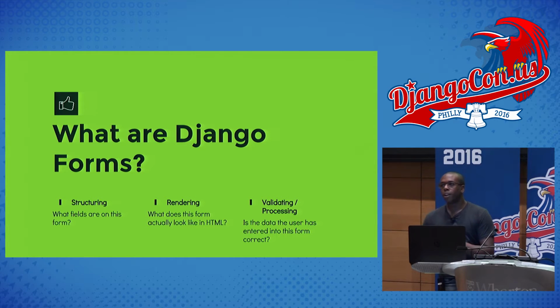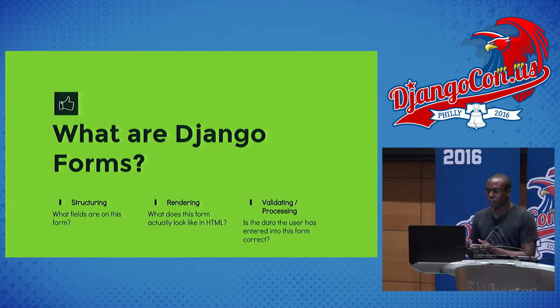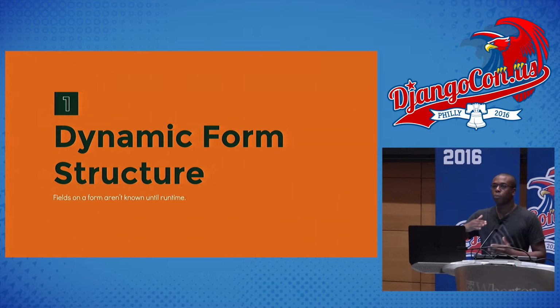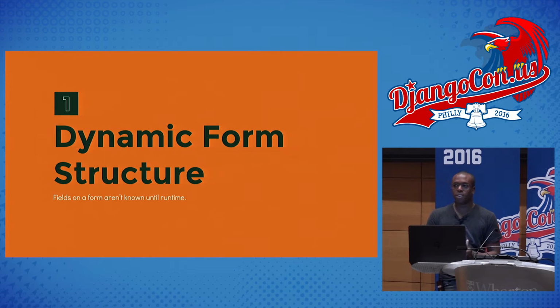And so in a lot of the situations that we're having at DealerTrack, we needed to basically make all three of these things dynamic. And so starting with structuring, what I mean by creating a dynamic form structure is that we had a situation where we needed a form where the fields on it might change depending on certain pieces of user context. And this is probably a problem that's not just unique to us, right? A lot of people might have to deal with something like this.